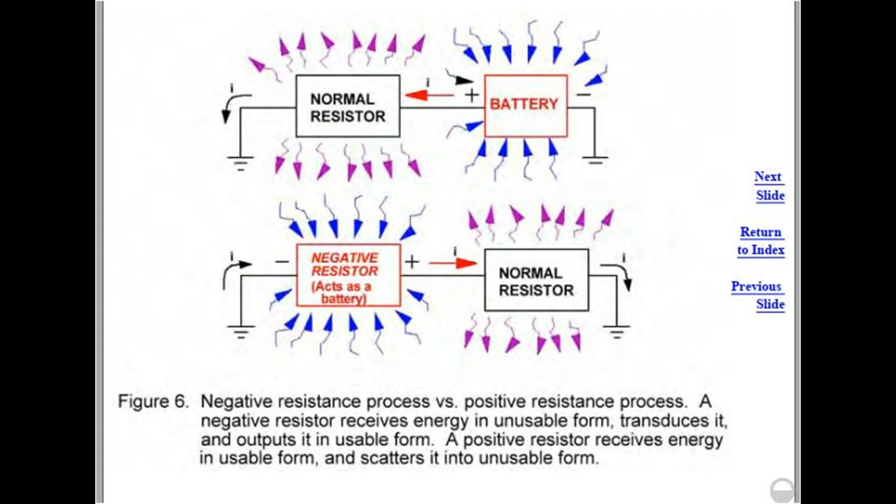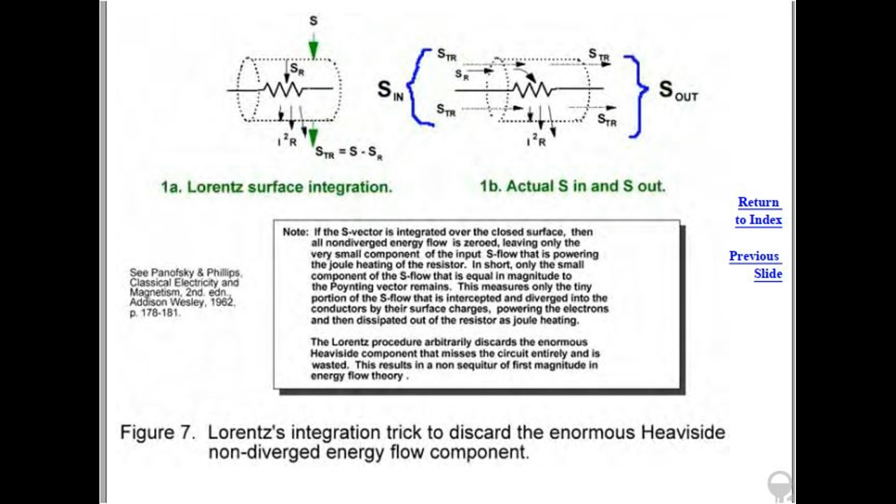A negative resistor receives energy in unusable form, transduces it, and outputs it in usable form. A positive resistor receives energy in usable form, and scatters it into unusable form. Lorentz surface integration. Actual S in and S out. If the S vector is integrated over the closed surface, then all non-diverged energy flow is zeroed, leaving only the very small component of the input S flow that is powering the Joule heating of the resistor.